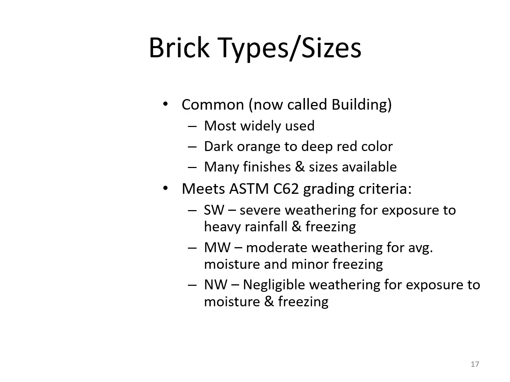So some different types of bricks, types and sizes. Well, the common type is a common brick. That's what we call it in building. It's the most widely used. It's the dark orange to a deep red color. There are a lot of finishes and sizes available of that type of brick, and it meets ASTM C62 grading criteria. The SW type is severe weathering, for exposure to heavy rainfall and freezing. In other areas, use MW, moderate weathering, for average moisture and minor freezing.